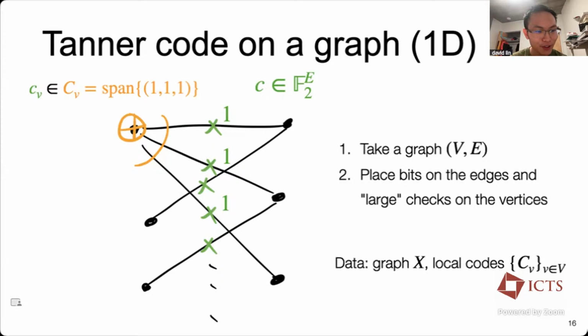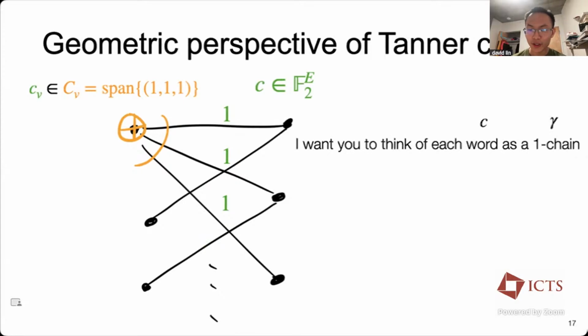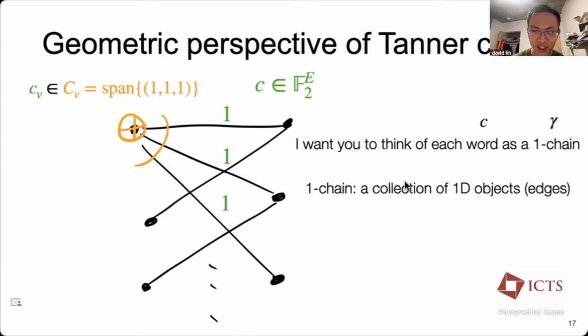But here I want to describe a different perspective, a more geometric perspective. I want you to think of each of these words as a 1-chain. What's a 1-chain? This is just a collection of 1D objects, in this case, the edges. For each word, we pick the edges whose value is 1. That forms a collection of edges, and that's our chain.